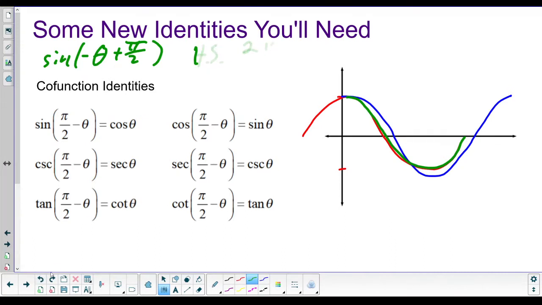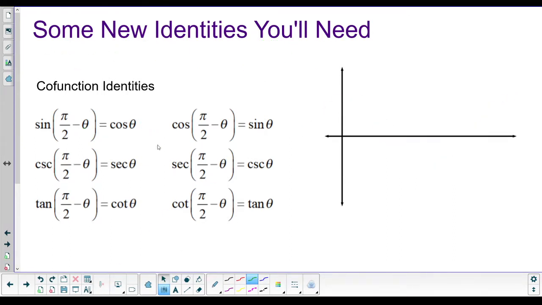Sorry, back up. Our horizontal shift is our h value, which is negative pi over 2, divided by b, which is -1. So this is pi over 2. So basically what this is telling us is if we take a sine function and scoot it over pi over 2, it turns into cosine of that same angle. That's all you're trying to learn here.